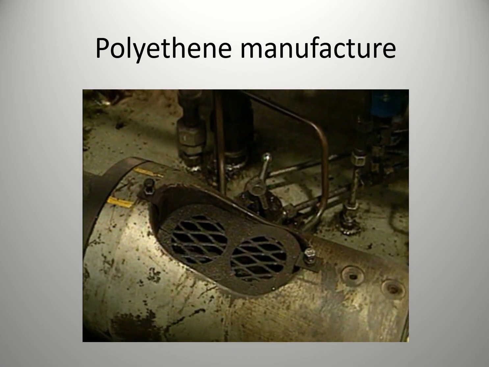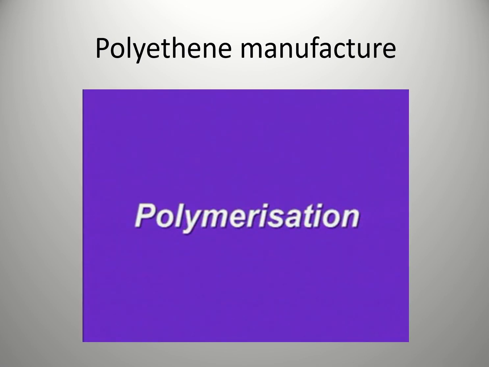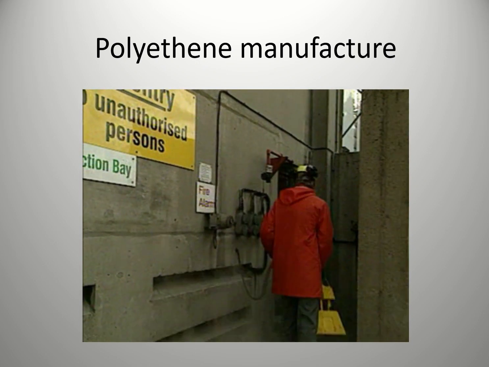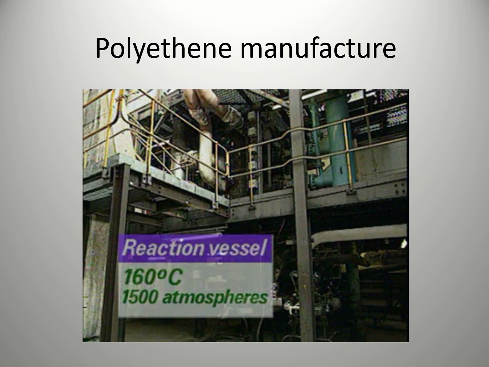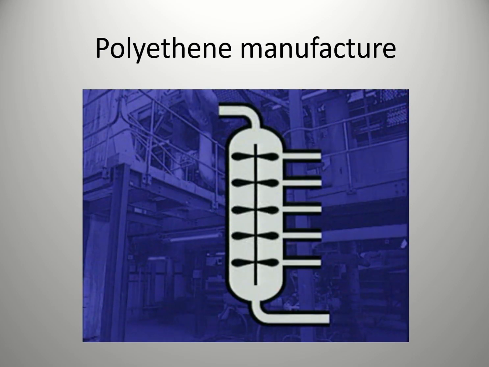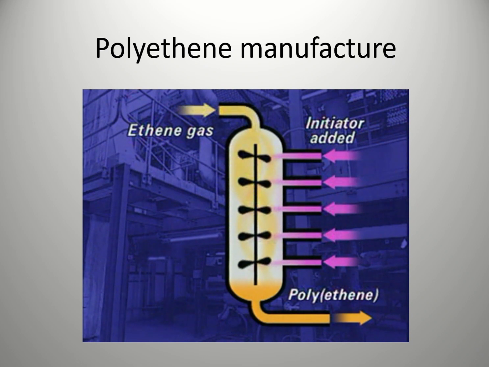Pumps add catalysts, called initiators, to the gas stream as it enters the reaction vessel. At 160 degrees Celsius and 1500 atmospheres pressure, polymerisation takes place in this vessel. Ethene gas is fed in at the top of the reaction vessel. Initiators are added. About 20% of the ethene is converted to polyethene at chain length about 5,000 ethene units.